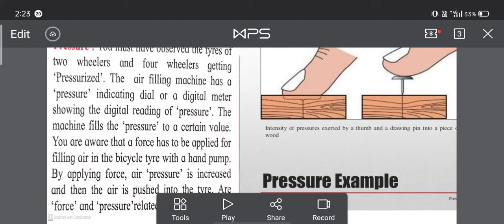Now come to the point pressure. So first see what is pressure. Pressure is defined as the physical force exerted on an object. Pressure is defined as the physical force which is applied on an object.